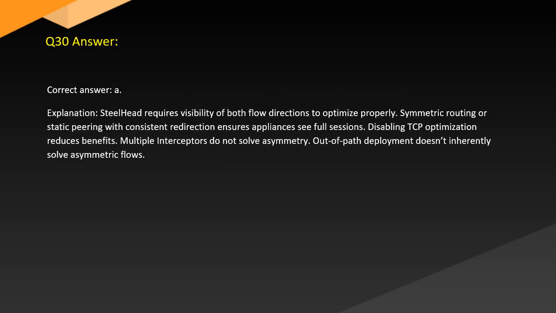Answer. Correct answer: A. Explanation. Steelhead requires visibility of both flow directions to optimize properly. Symmetric routing or static pairing with consistent redirection ensures appliances see full sessions. Disabling TCP optimization reduces benefits. Multiple Interceptors do not solve asymmetry. Out-of-path deployment doesn't inherently solve asymmetric flows.